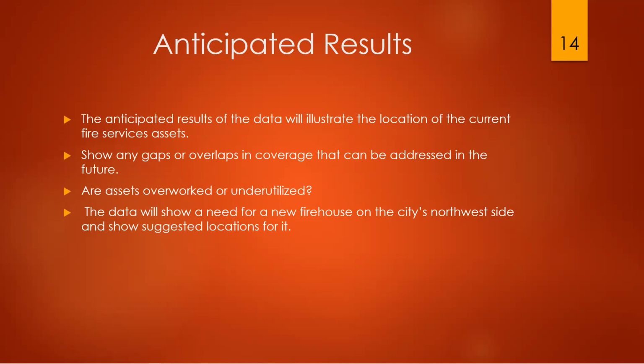So my anticipated results: the data is going to show, obviously, where all the current assets are. I'm going to show any gaps or overlaps that need to be addressed, so the city can make a choice if they need to move things around. Also, is one of your fire stations being overworked or underutilized? They have one that's called the Island because it never gets any business. So I don't know, but the data is going to definitely show a need for a new firehouse. That's the main thing. I want to make sure they understand where the best place for that fire station would be.